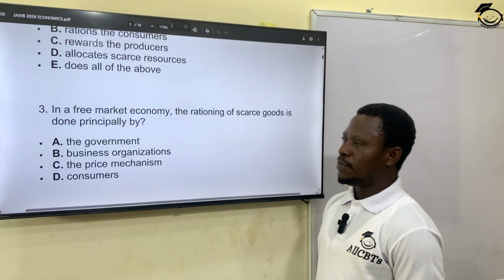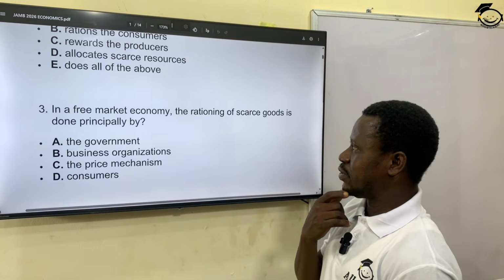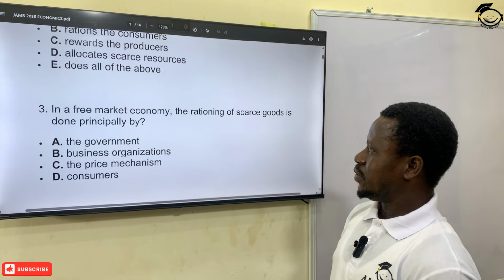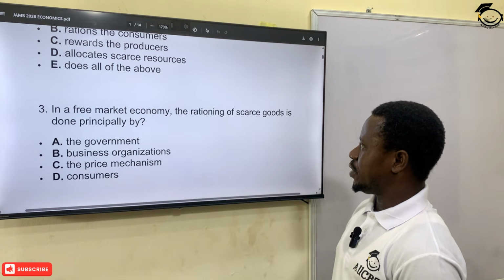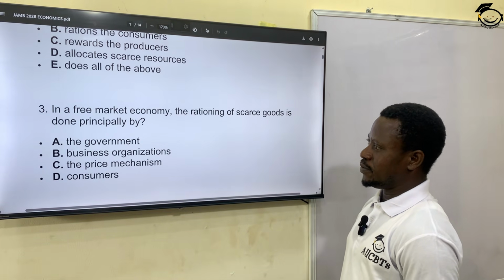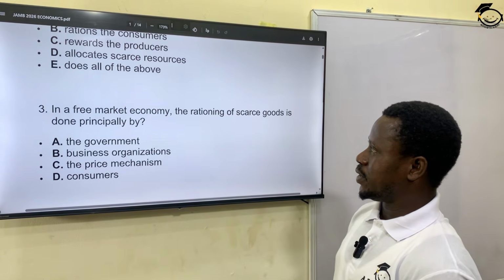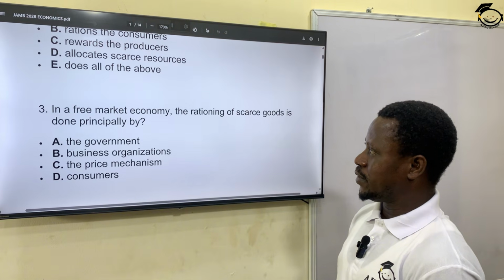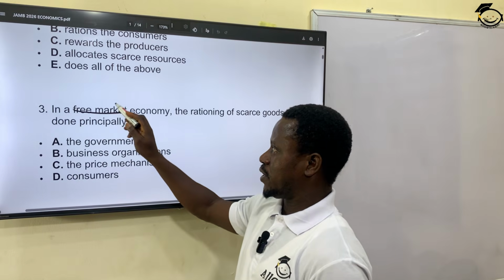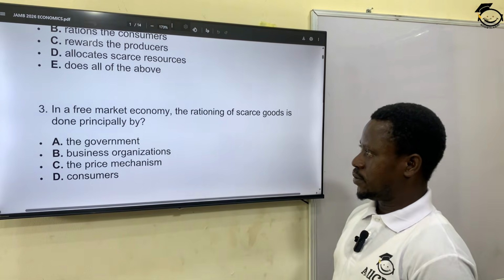In a free market economy, the rationing of scarce goods is done principally by, okay, we have the government, the business organizations, the price mechanism, the consumer. D. Now, here I just explained that earlier. The price mechanism. The price in a free market economy, that's capitalist economy. The price mechanism. Let's see the next question.